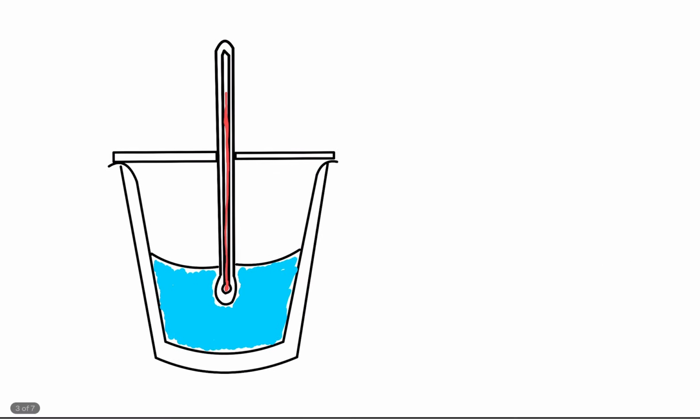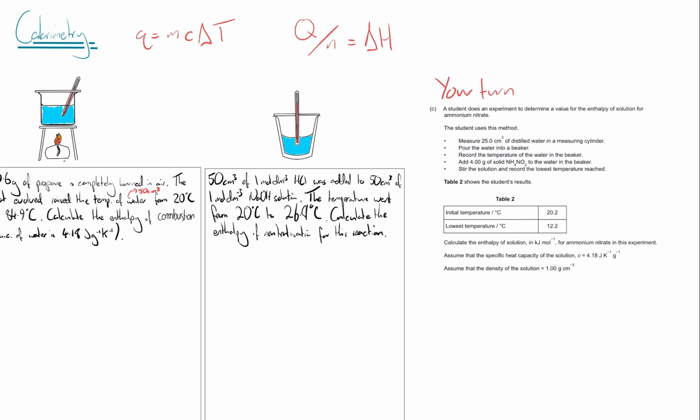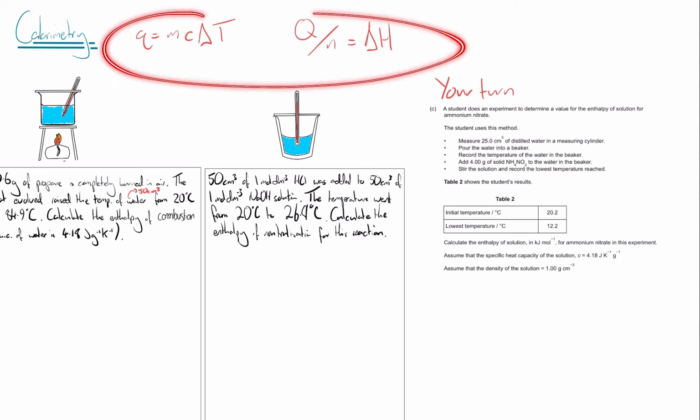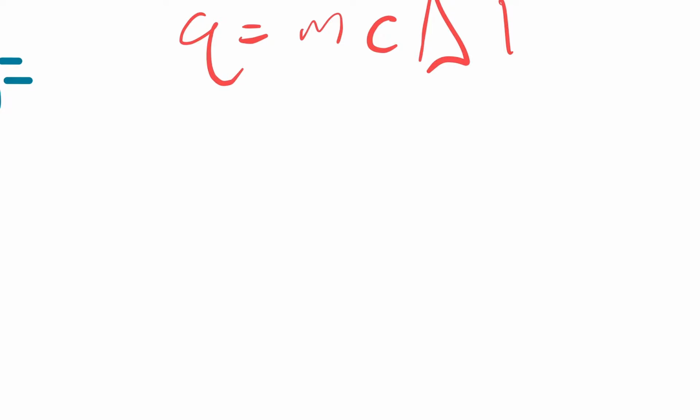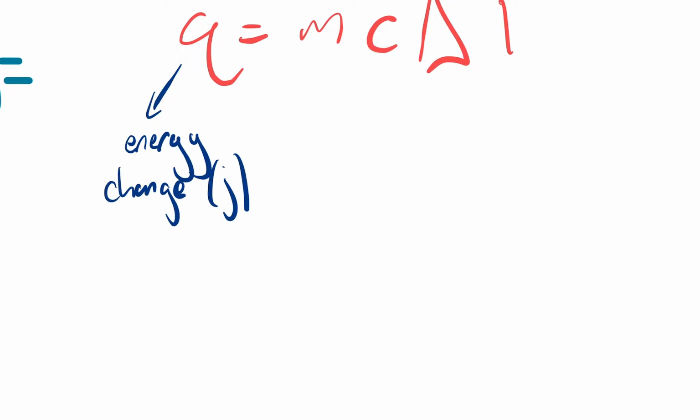Or else we've got two reactants that we put in water, dissolve in water, and again we measure the temperature before and after. Okay, now once we have those values, once we have that experimental data, we then use these two equations. Q equals mc delta T and Q over N equals delta H. So here, Q is our energy change. And we measure that in joules.